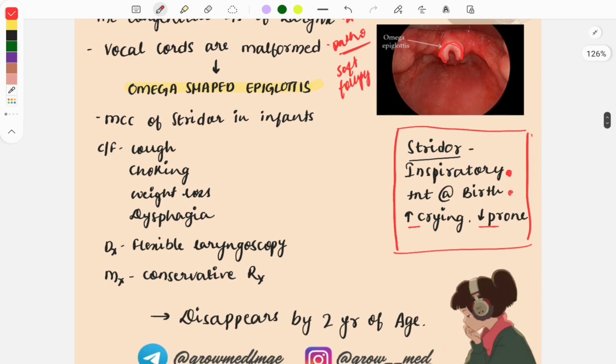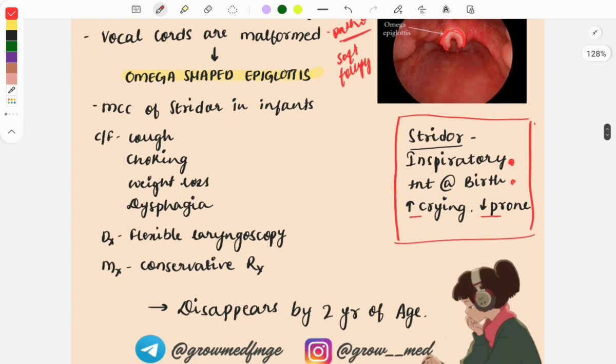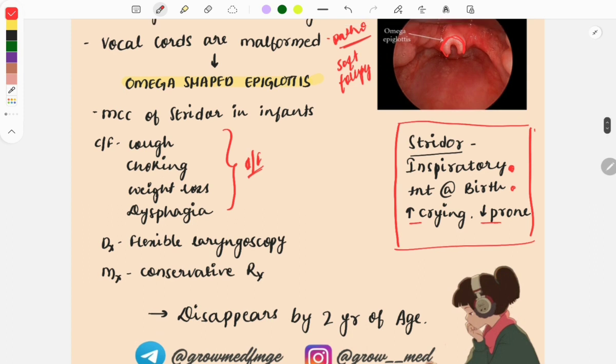Then moving on to the clinical features. So clinical features are the cough, the choking, weight loss and dysphagia. So if a clinical case is given, then these clinical features will be described in the case, and along with that they may give some other hint in the question like this omega shaped glottis, then inspiratory stridor and all.